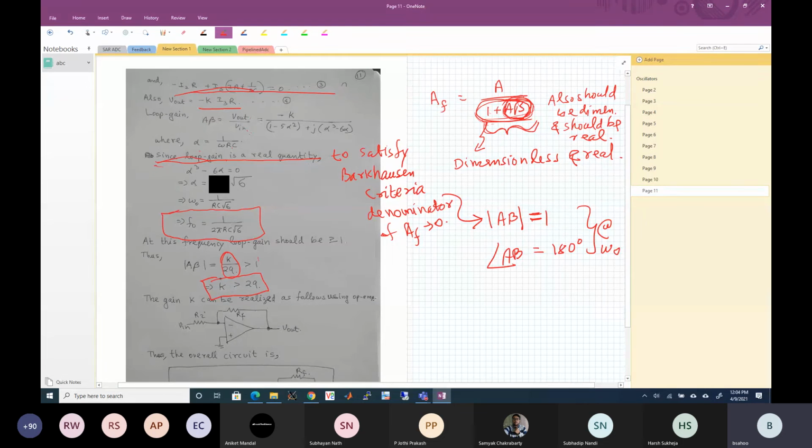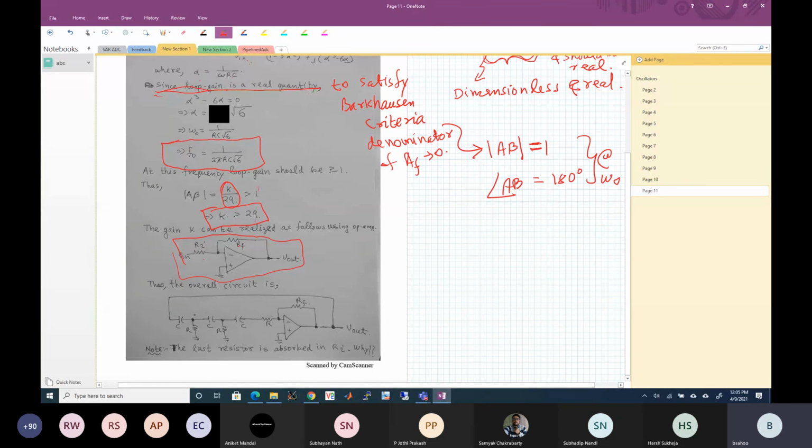Now k can be realized using this op-amp topology. That means RF by RI should be 29. So RF should be 29 times bigger than RI. Therefore, the overall circuit can be, the first CR network is here, the second CR network is here, and the third CR network is realized with this. But you might say, why is this resistance not connected to ground? The resistor is connected to virtual ground because of the op-amp action.